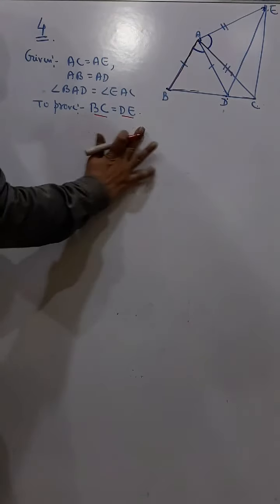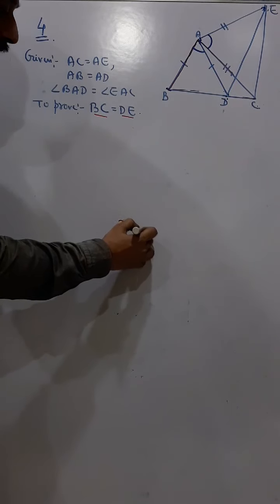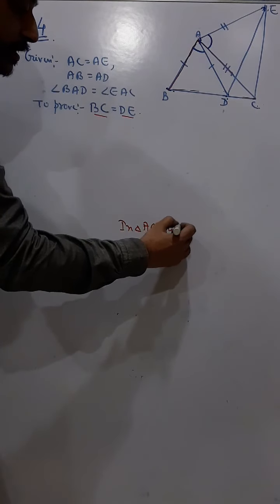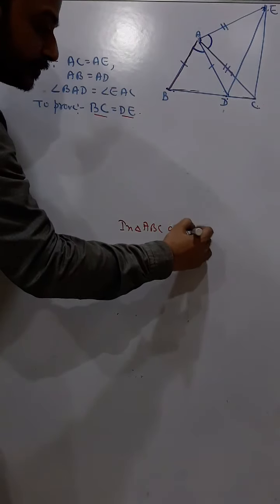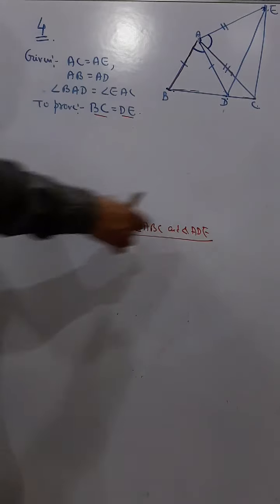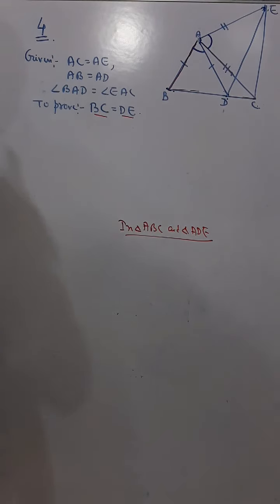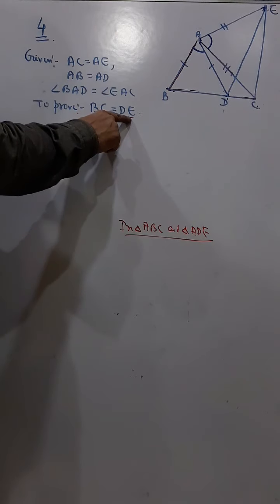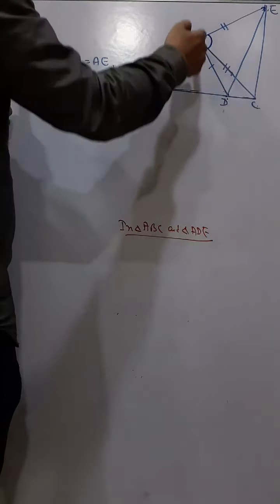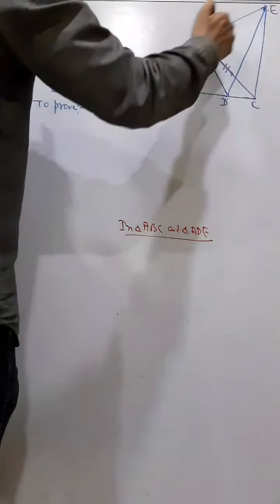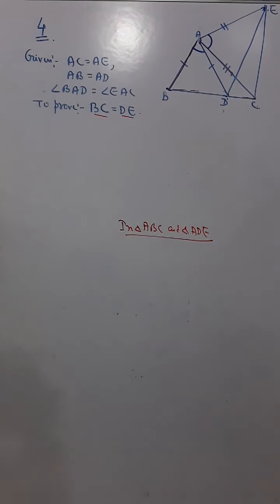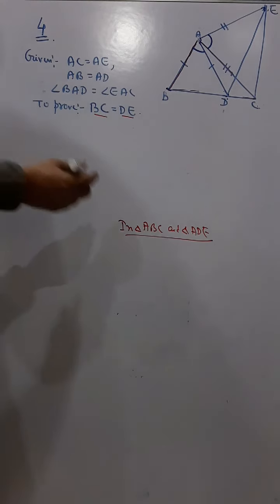So I'll write here, in triangle ABC and triangle ADE. Now if we can manage to prove these two triangles are congruent, then I can say that BC will be equal to DE, right? So BC is present in ABC and DE is present in ADE. And for that you require 3 points. So we can see 2 points.